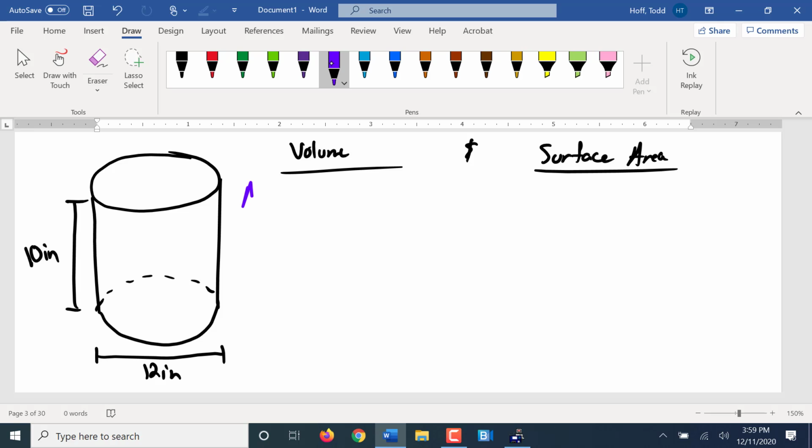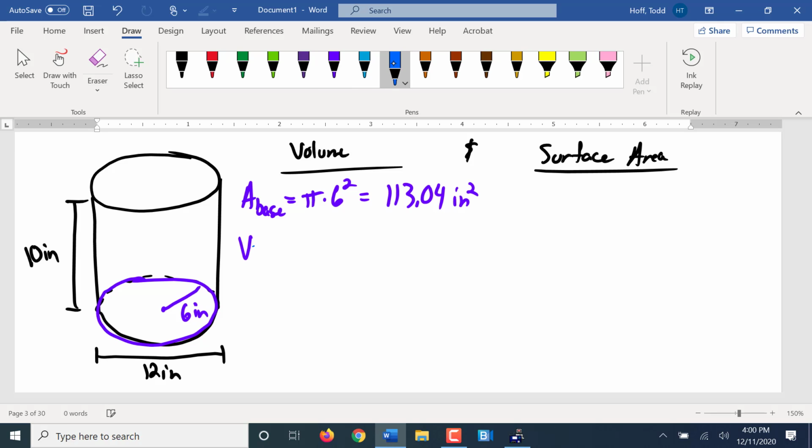So for volume, our first step is the area of the base. The base of this shape, of course, is the circle. How do we find the area of that circle? Pi times radius squared. What's the radius? 6 inches. Good. So pi times 6 squared will give us 113.04 square inches. So then our volume is 113.04 square inches times the 10 inches of height, which is 1,130.4 cubic inches.